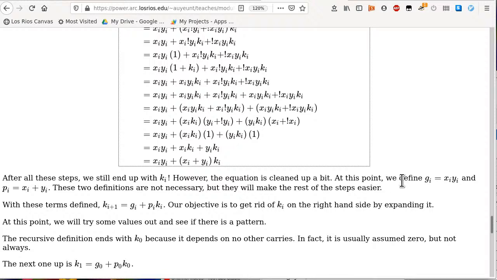So it doesn't seem to help. But what we're going to do next is define g of i to be the conjunction of xi, yi, and define p of i to be the disjunction of xi, yi. That doesn't seem to help too much, because all it does is simplify: k of i plus 1 is now g of i, or p of i and k of i. So the dependency of k of i plus 1 on k of i seems to still be there.